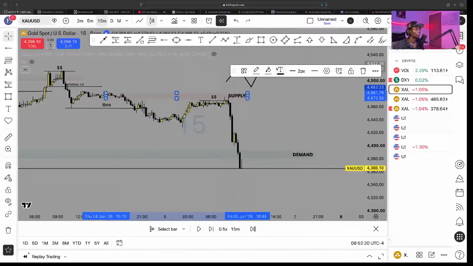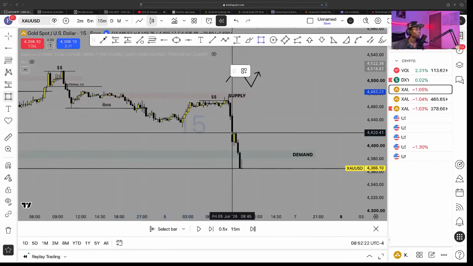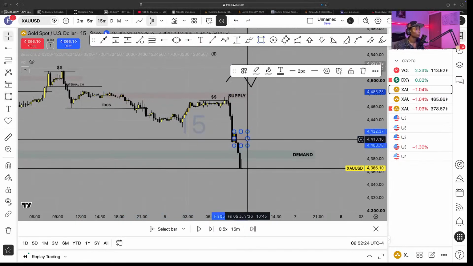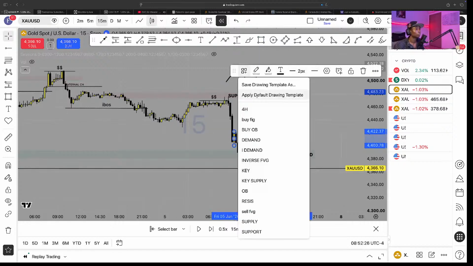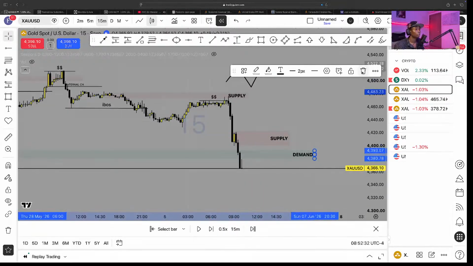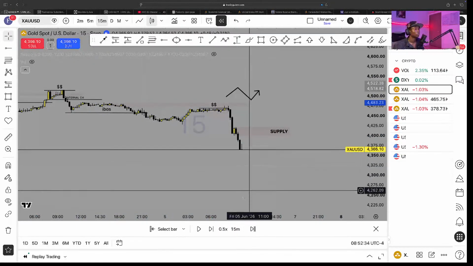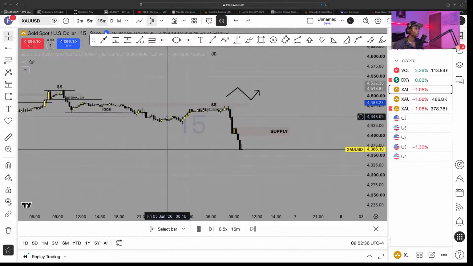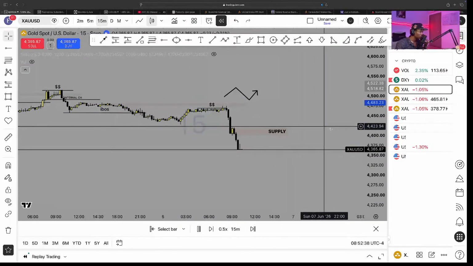This is the nearest supply at this point. This is the nearest supply that took out this demand. So I'm just going to take this demand out. So as you guys can see, supply is fully intact.